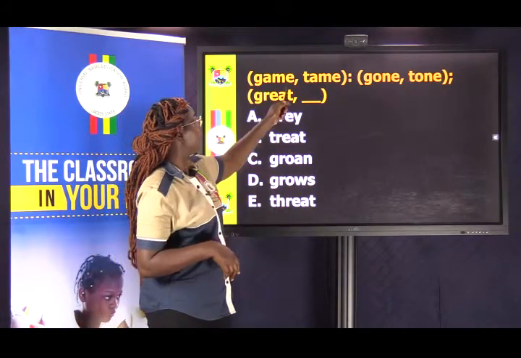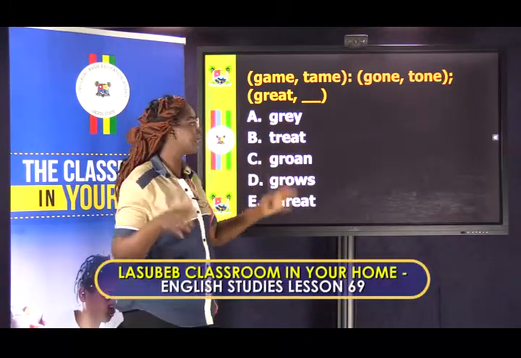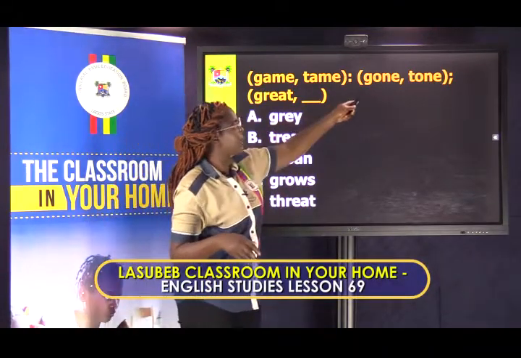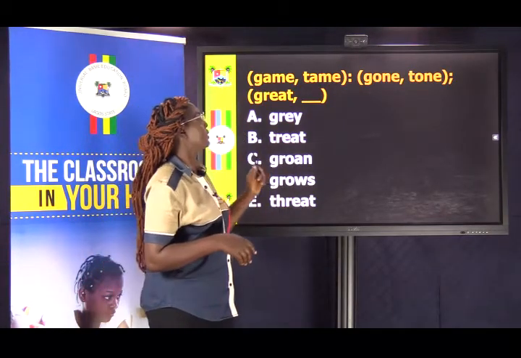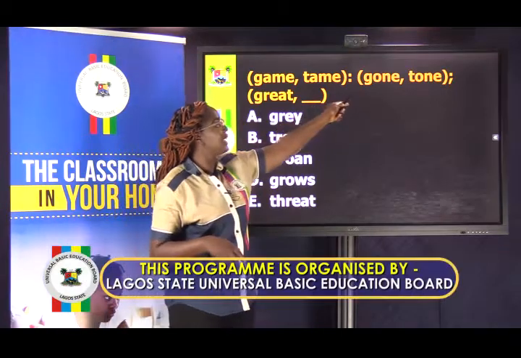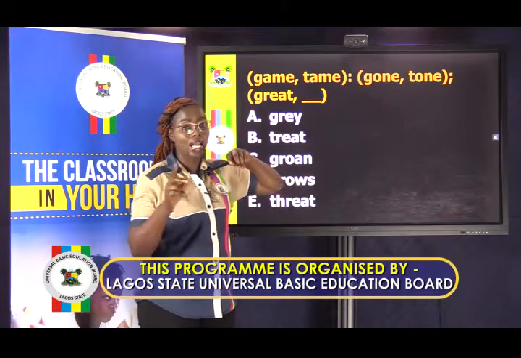Letter G here is being changed to letter T, but it has the same sound, okay? In the second bracket, we have gun and turn. And of course, the first word is being changed there. If you notice, the last three letters are the same, right?